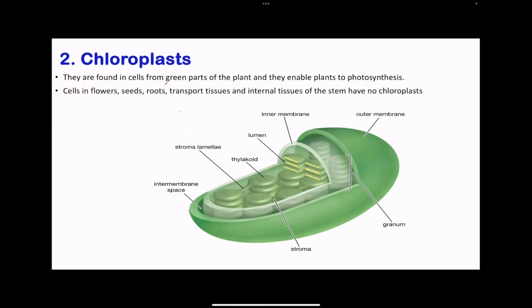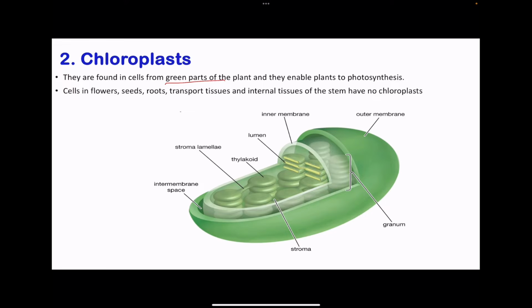These are found in cells from green parts of a plant, and they enable photosynthesis to occur. Cells found in flowers, seeds, roots, transport tissues, and internal tissues of the stem have no chloroplast because they're not going to be exposed to sunlight, and therefore there is no photosynthesis taking place in there.